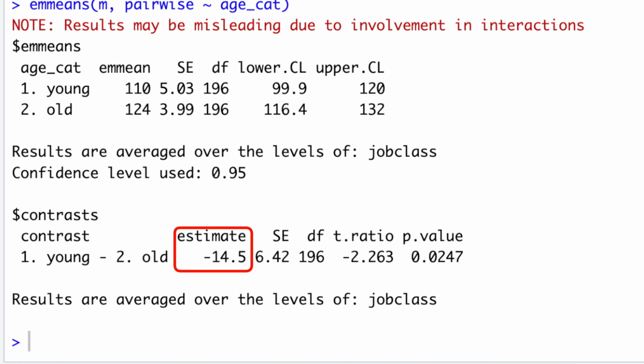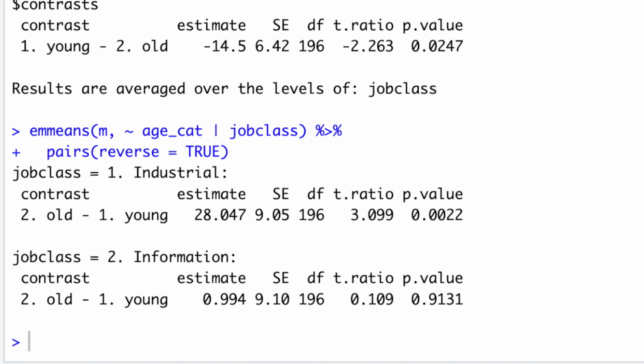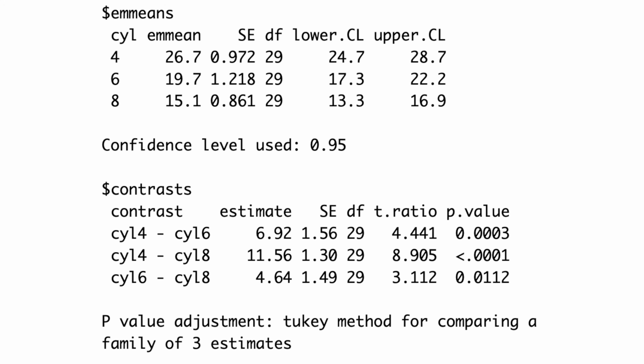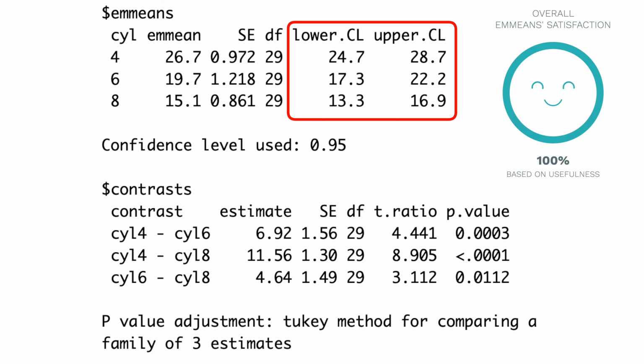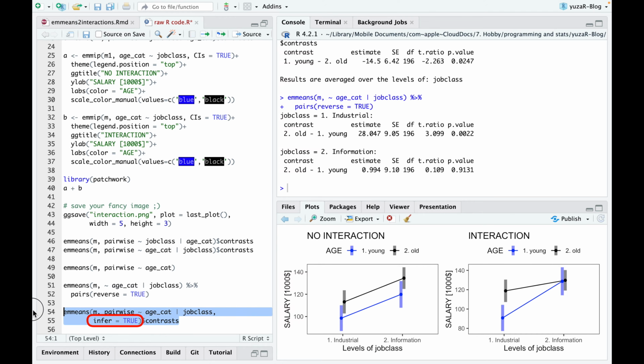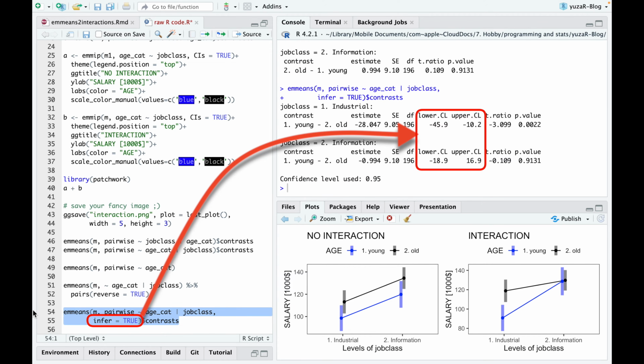Secondly, the difference between the young and the old people is negative because the income of older workers was subtracted from that of younger workers. If this seems counterintuitive, we can simply reverse the order within the pairs to obtain a positive number. And finally, did you realize that emmeans have 95% confidence intervals, while contrasts do not? Don't worry, I have you covered. We can display them using the infer equals true argument.